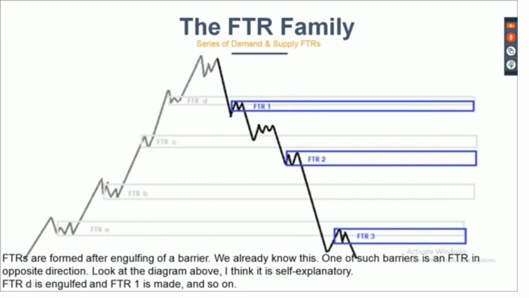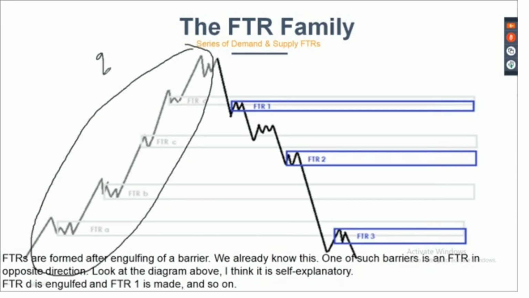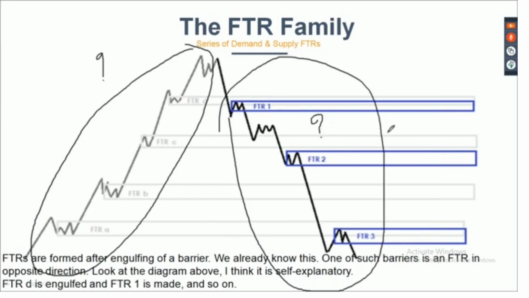Now, let me ask a simple question. What is this, friends? It is an FTR escalator in our language. There is a series of FTRs that formed. That's a demand escalator. Superb. What is this? That is a supply escalator. Why are there series of FTRs?